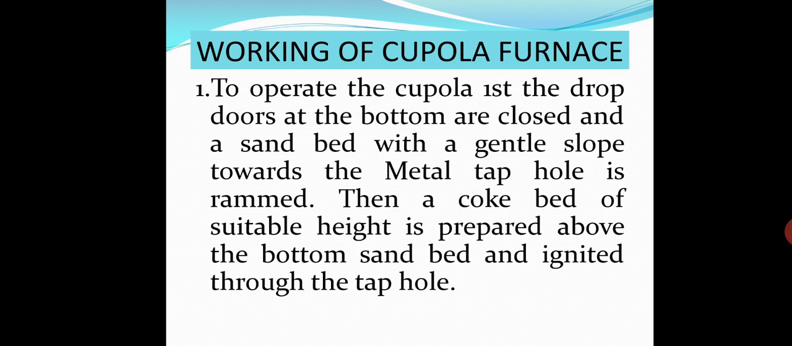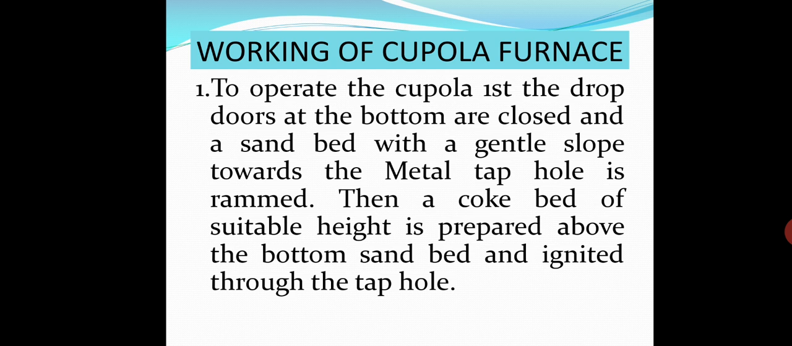On top of the sand bed there is a metal tap hole, and on the other side above this there is a slag hole. Then for supplying air a blower is used. The blower is connected to the wind belt with the help of a pipe. Next, tuyeres or openings are there for feeding air into the furnace. So now we will discuss the operation or working.